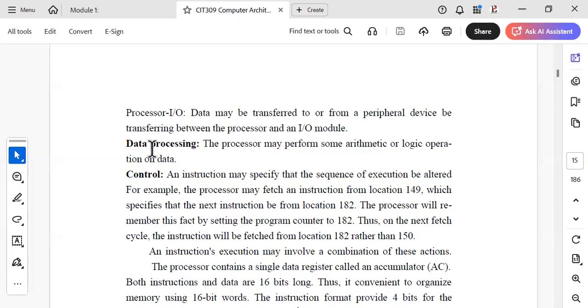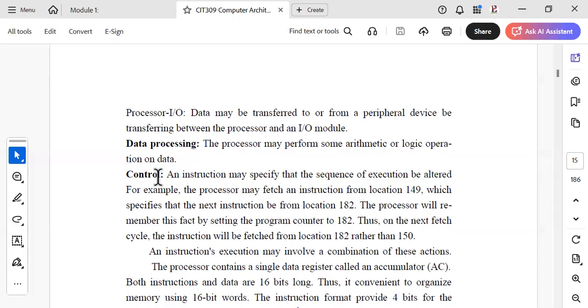Now, the third one. We've talked about the processor to the memory and the processor to the input and output device. Don't forget, we're talking about the four actions that take place during the processing and executing of the instruction: fetching, processing, and execution. Now, the next one is data processing. The processor may perform some arithmetic or logic operation on the data. That is after interpreting what is to be done.